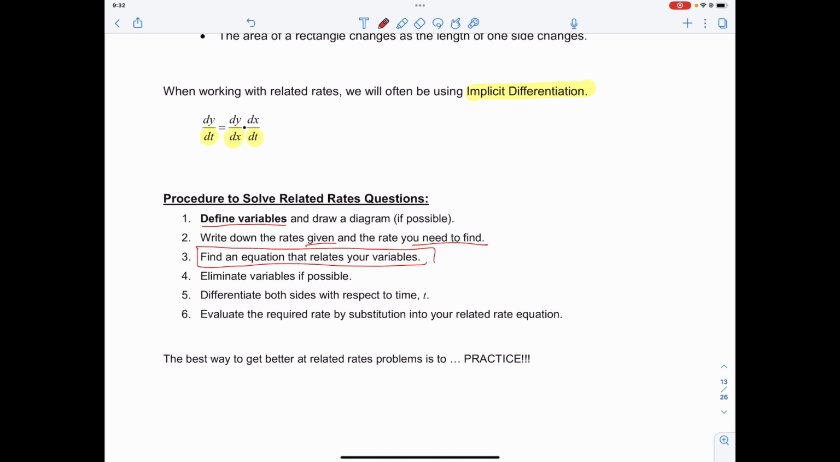The next one is, if at all possible, and there's a key for doing this, we're going to eliminate variables that we don't need to use. In fact, in some cases, it's going to be essential because we don't know what the relation of that variable is over time, which means we have to be able to eliminate that variable in order to solve a different relation. We're going to differentiate both sides of the equation with respect to time. And then we are going to evaluate the required rate by substitution into your related rate equation.